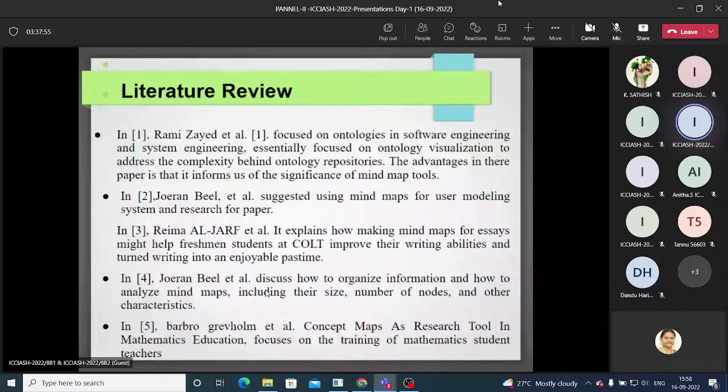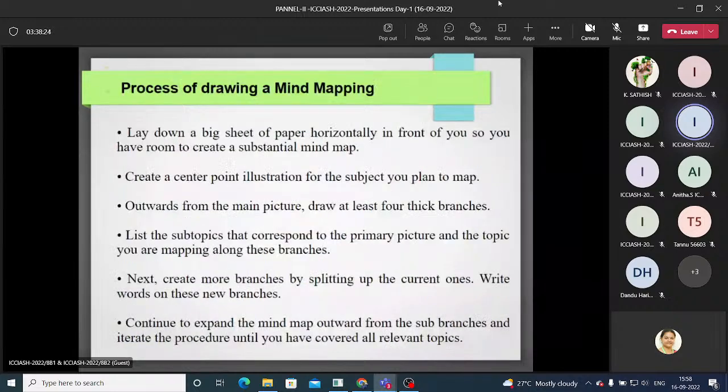Then again Joram Bill used it to discuss how we are going to organize information, and how we are going to analyze from that particular mind map. Some of the authors also use that tool as a research tool in their field. Here Barbro used it in mathematical education, right? So depending upon your field, you can use the mind map because it is universal, you can say, and anyone can use it for their own purposes, right?